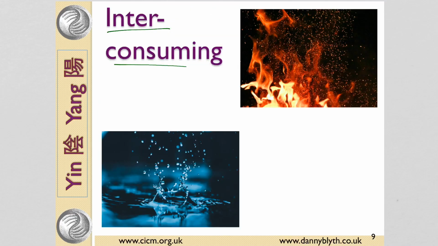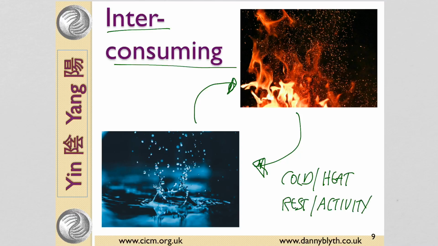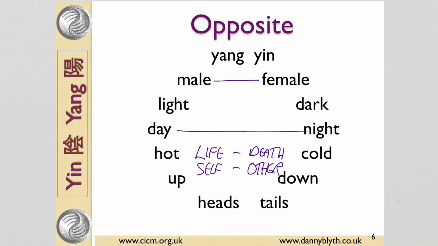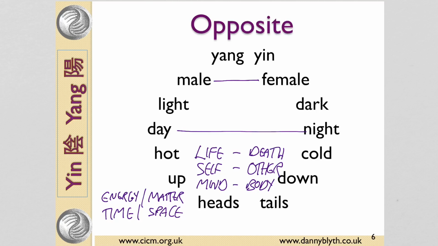And they're interconsuming in that fire evaporates water and water extinguishes fire. And in this way they maintain a balance. And Yin and Yang are useful in that we can take things that we do understand, like male and female or day and night, and we can use it to understand more about things that are harder to comprehend, like life and death, self and other, mind and body. And we can understand that these are just part of a unified interacting whole.